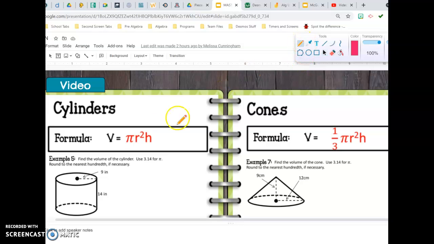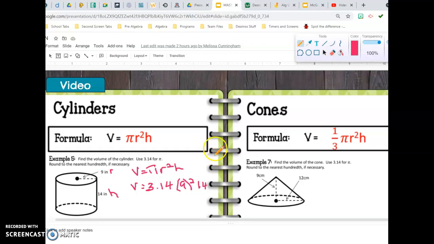So what we're going to want to do here is label our dimensions. So halfway across is the radius, that's 9, and then the height here is, sorry, I don't know where I got a 4 from. The height here is 14. Okay, so just like before, you want to write down your formula first, pi r squared h. We're going to use 3.14 for pi. The radius is 9 squared, and then the height is 14.